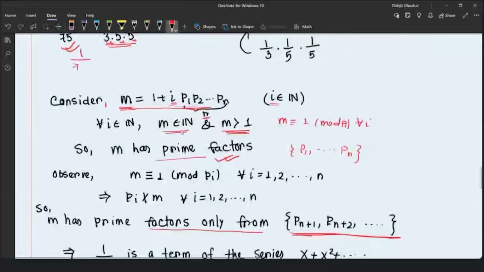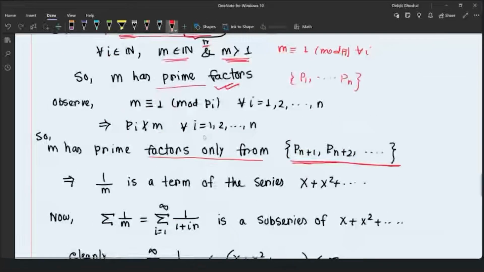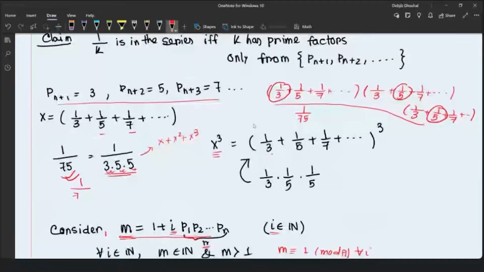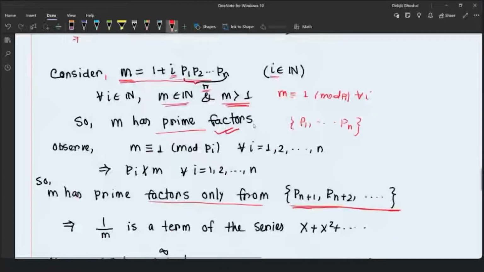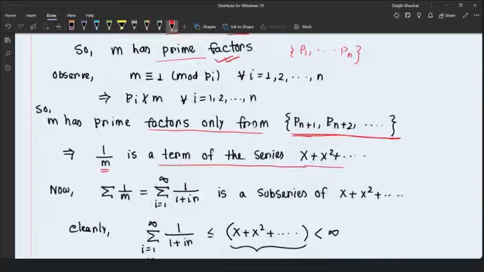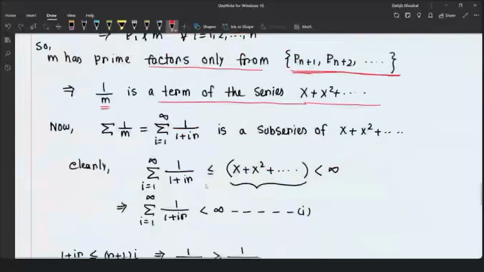Now, as m has prime factors only from this set, by our previous discussion, we say that 1/m is a term of the series x plus x squared plus x cubed, and so on. Now, what is 1/n? If I consider this sum, 1/n over i. Now, 1/n is nothing but 1/(1+iR), where R is p1, p2, up to pn. Now, I am running this sum on i. Now, this sum is a subseries of this.